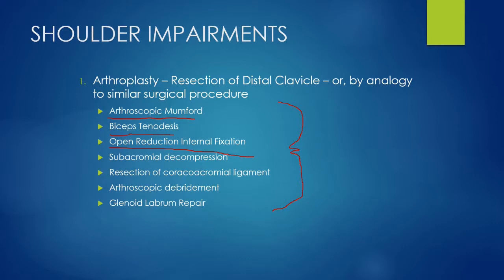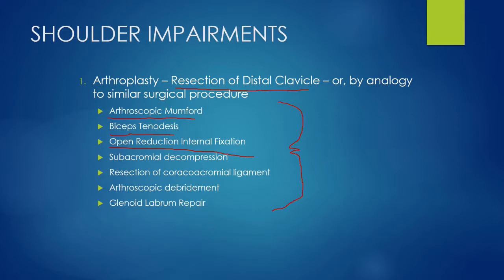Now, this raises an interesting question, and it's a great topic for discussion. And that is, why do the AMA guides provide for permanent impairment due to resection of the distal clavicle? Resection of the distal clavicle is the only surgical procedure described for the shoulder in the AMA guides. And the AMA guides provide for 10% upper extremity impairment for this specific procedure. So why do you think that is? What is the impairment that results when the distal clavicle has been resected?